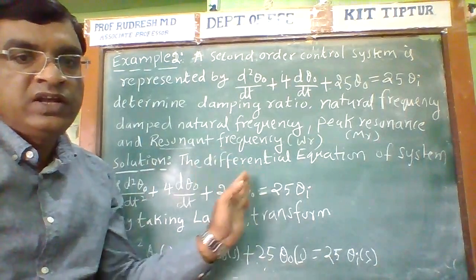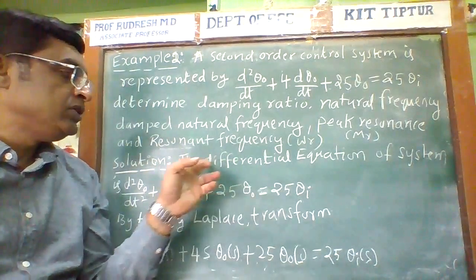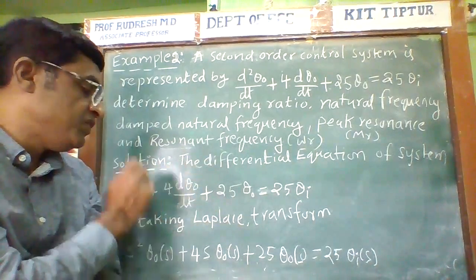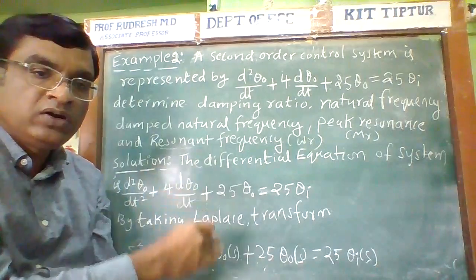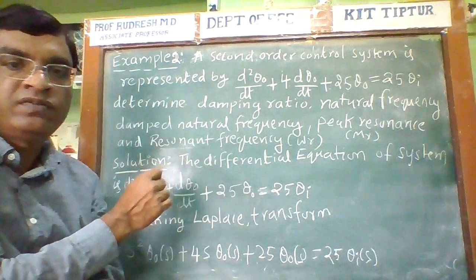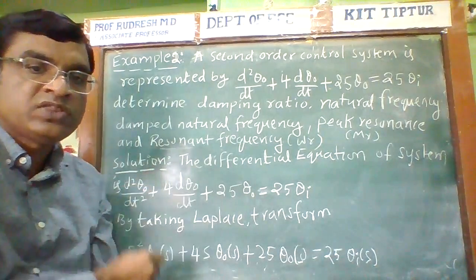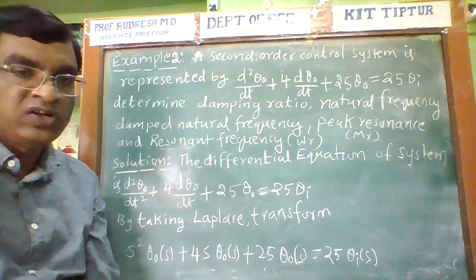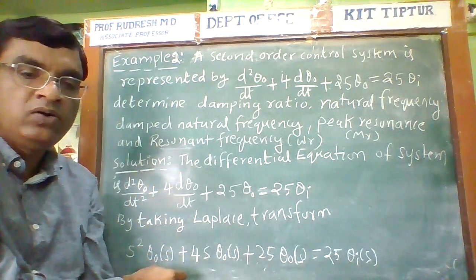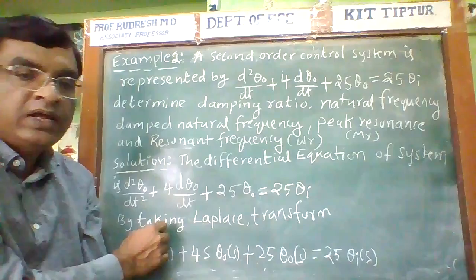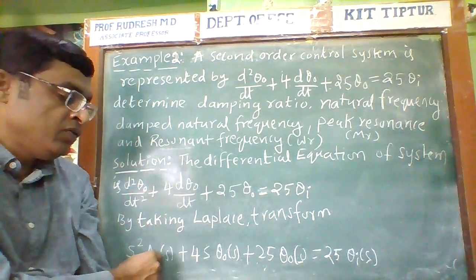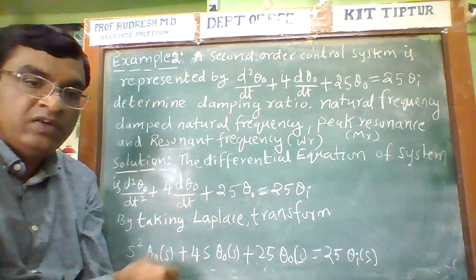Here the differential equation representing the system is given. Now, in order to get the closed loop transfer function from the differential equation, the differential equation is converted into an algebraic equation by taking the Laplace transform.